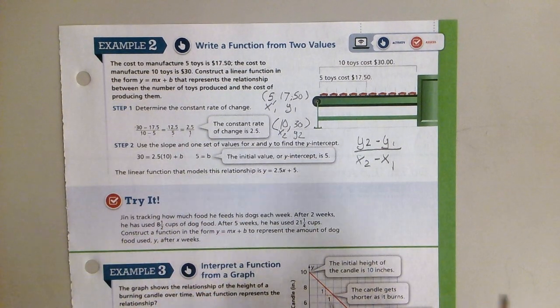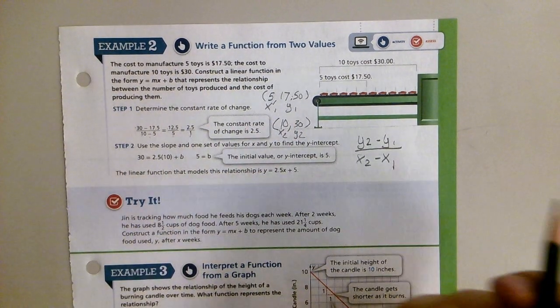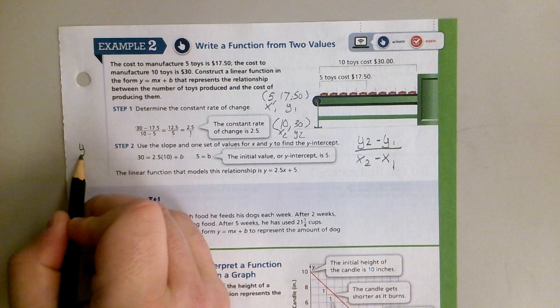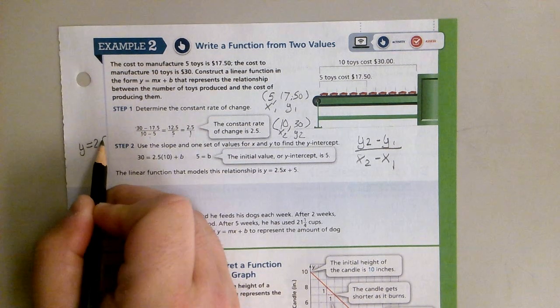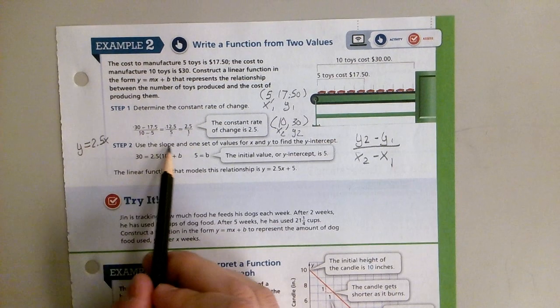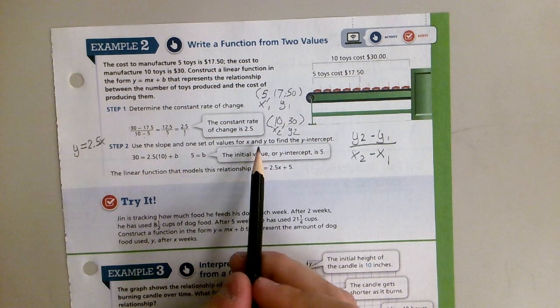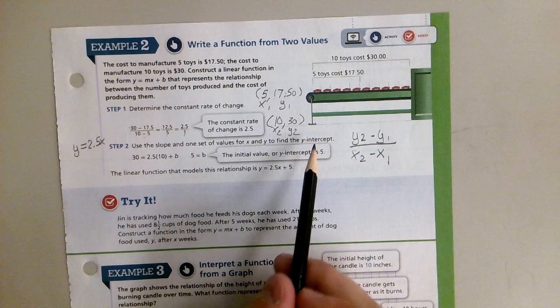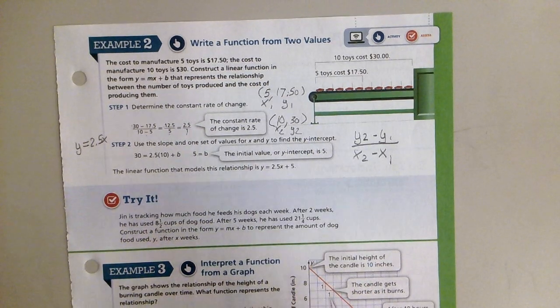So that means that our equation would have to start with y equals 2.5x, because we know that 2.5 is the slope. Now it says use the slope and one set of the values for x and y to find the y-intercept. So here's what they're doing here.